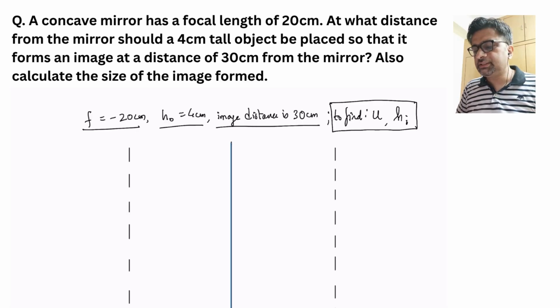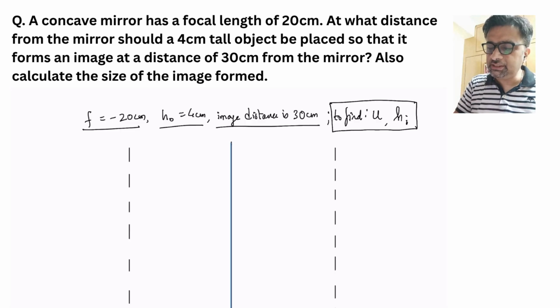The object height is given. Image distance is 30 centimeters, and we've got to find object distance and the size of the image. Now in the absence of any other detail, we cannot readily make out if this is going to be a real image or a virtual image, and therefore we have to solve for two cases, assuming in case 1 that it is a real image and in case 2 as a virtual image. So let's get going.